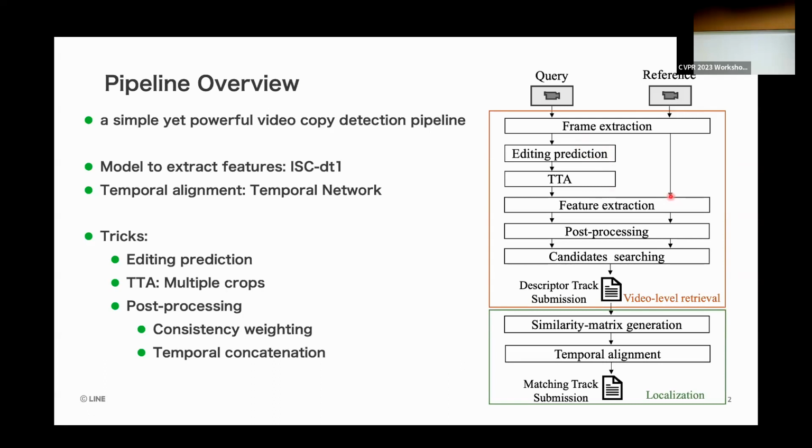Then we extract frame features using an ISC-DT1 model and apply post-processing, which includes consistency weighting and temporal concatenation. The generated embeddings are submitted to the descriptor track. For the matching track, we use a temporal network method to localize the start and end of the copied segments. I will talk about more details of each part.